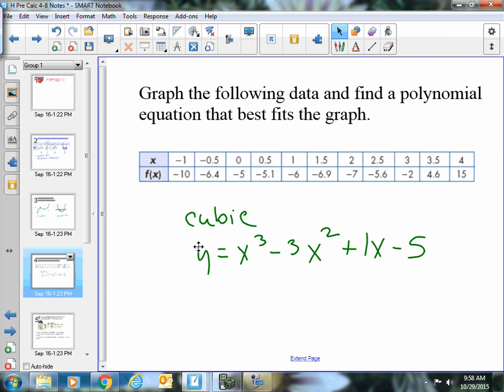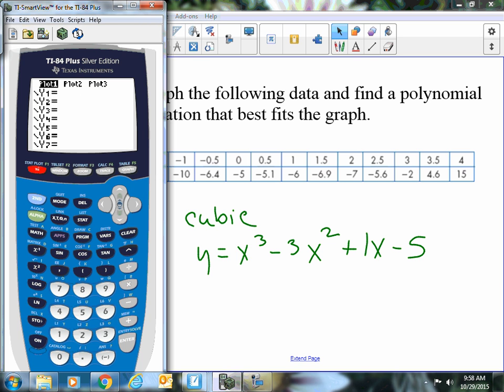And just for curiosity to see how well that actually fits, if you go back to your y equals and actually enter that in there, so you enter in your x to the third minus 3x squared plus x, and then minus 5, and go ahead and hit graph. Struggling today with the graphing calculator here. And see how well that curve actually matches up. It's pretty good. Goes through most of those points. So this would be a really strong model for that particular set of data.